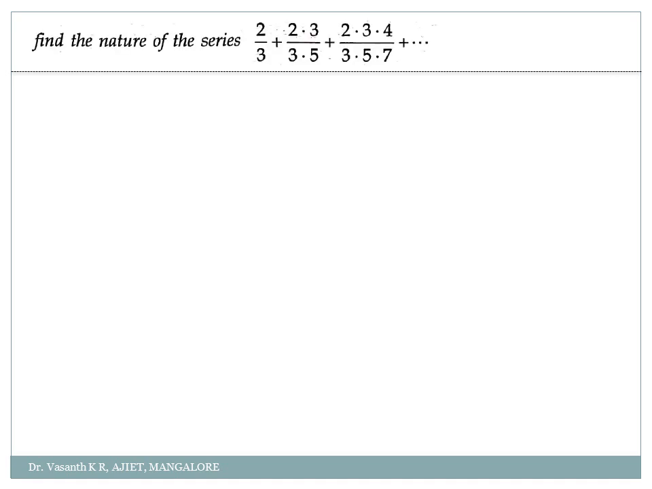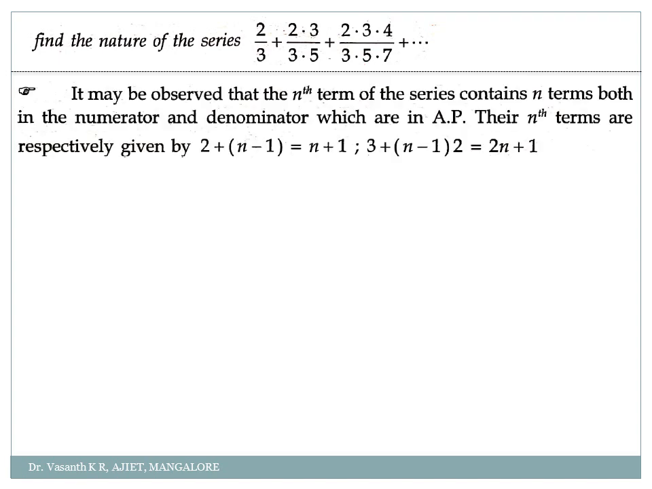Yes. Find the nature of the series. See, this is a quite important problem. 2 by 3 plus 2 into 3 divided by 3 into 5 plus 2, 3, 4 divided by 3, 5, 7 plus what will be the next term? 2, 3, 4, 5 divided by 3, 5, 7, 9. Correct? And so on. Now tell me how to write the nth term for this series. See, if you write u_n here, problem is done. Maximum marks will be provided for u_n. 2 or 3 marks will be there if you just write u_n properly. 2 marks. Okay?